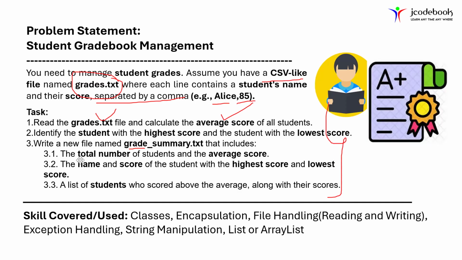So the summary contains point number 1, the total number of students and the average score. Then point number 2, the name and score of the students with the highest and the lowest score. Point number 3, which you will write in the summary file, is a list of students who scored above the average along with their scores.